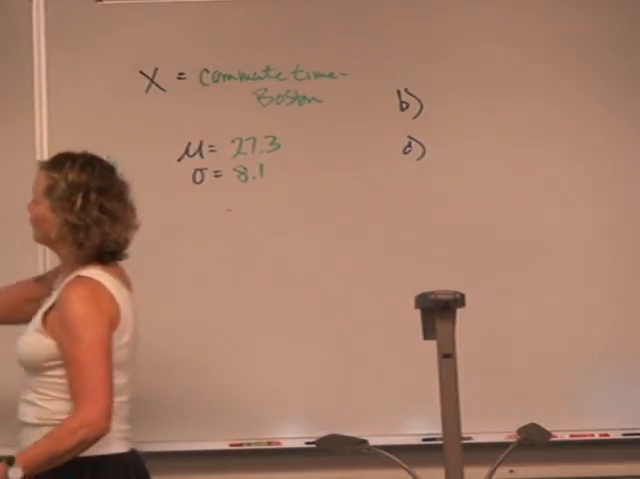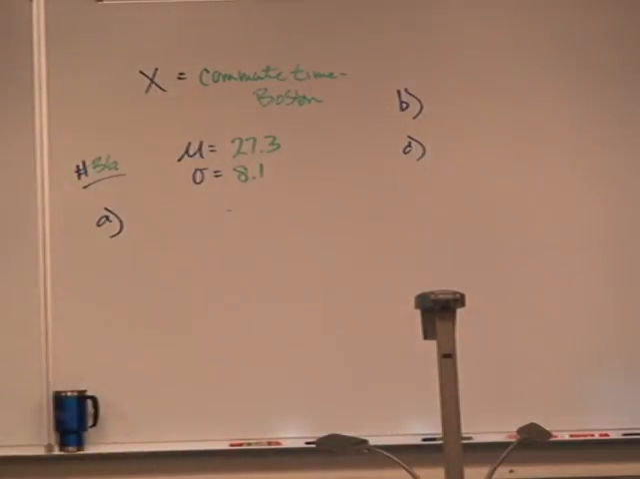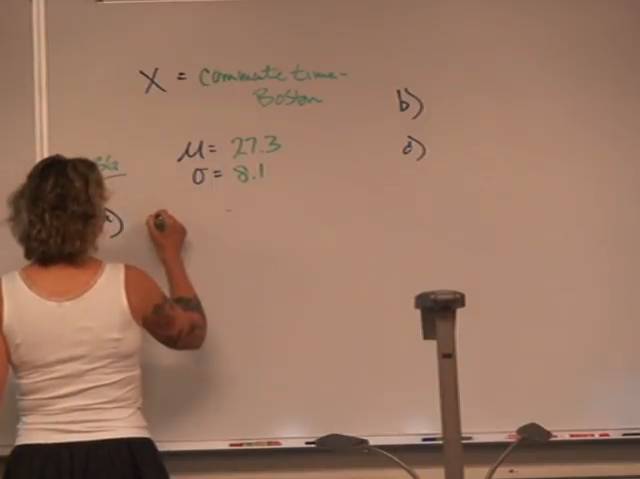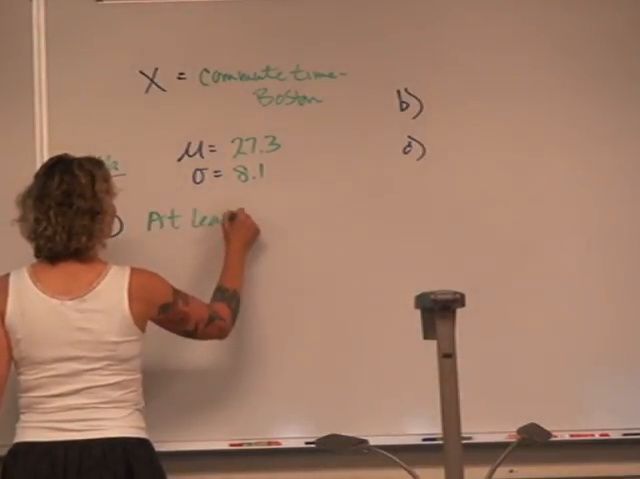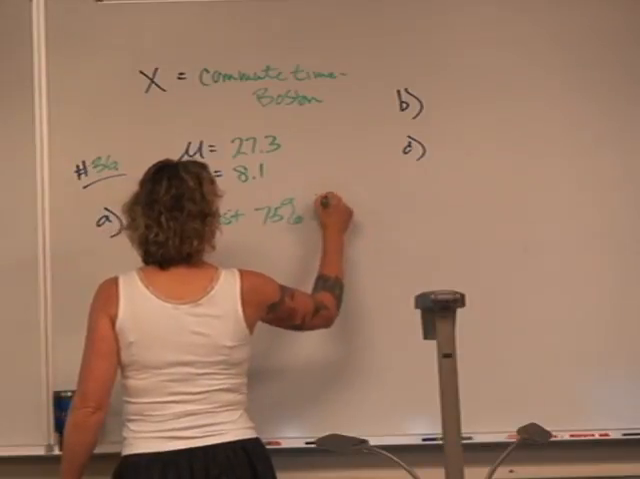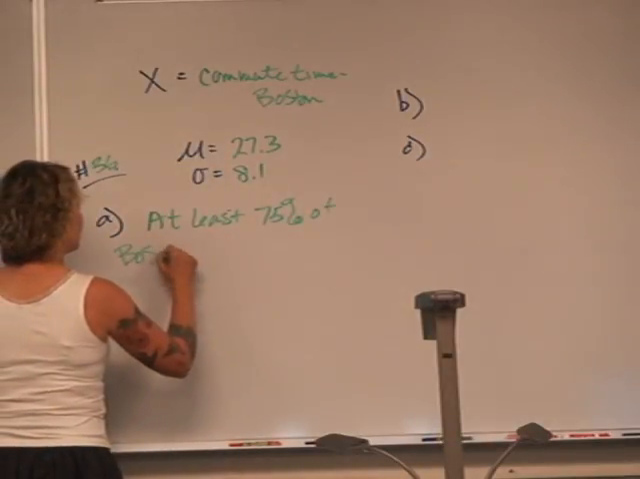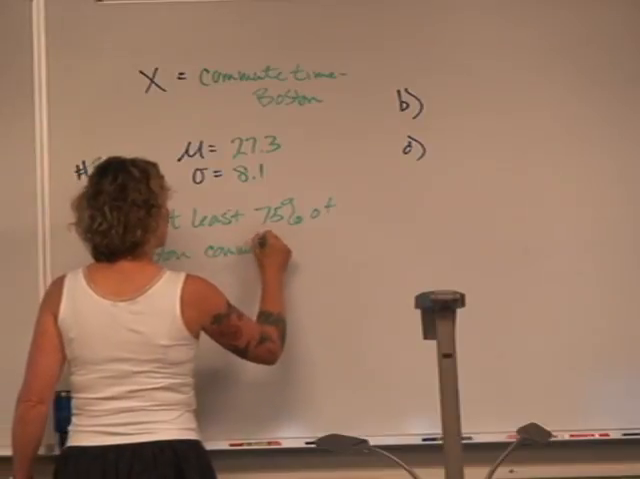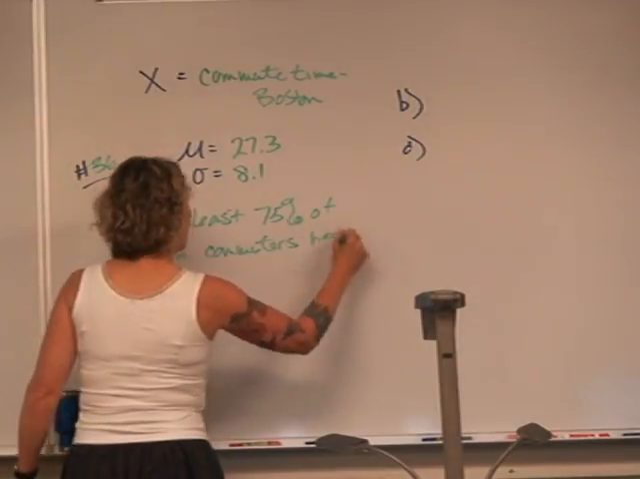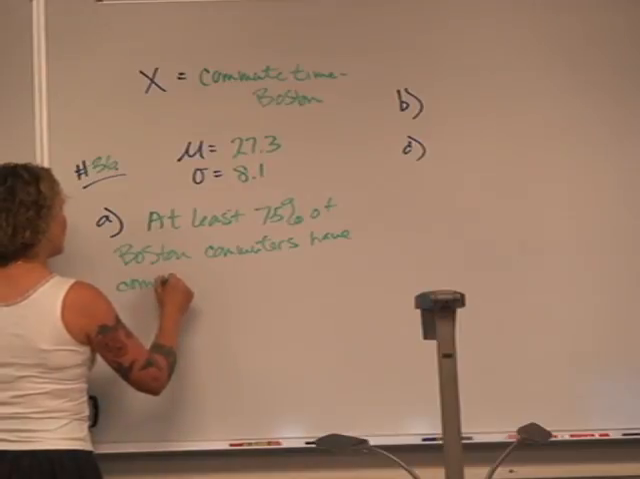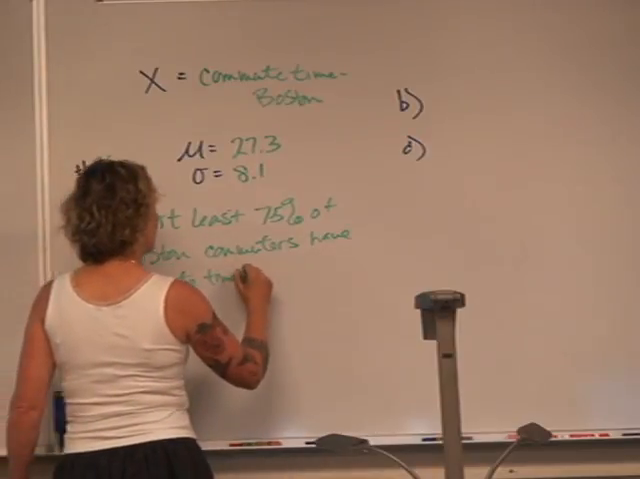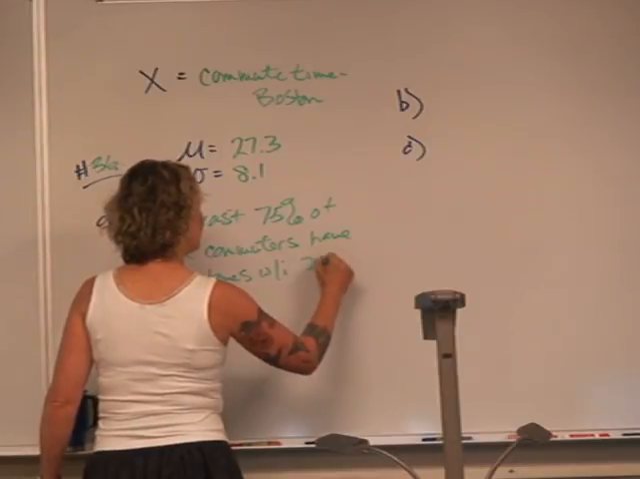Okay, so what is the minimum percentage of commuters in Boston who have a commute time within 2 standard deviations of the mean? Read your rule. What does it say about 2 standard deviations? How much? 75%? Cool. So at least 75% of Boston commuters have commute times within 2 standard deviations of the mean.